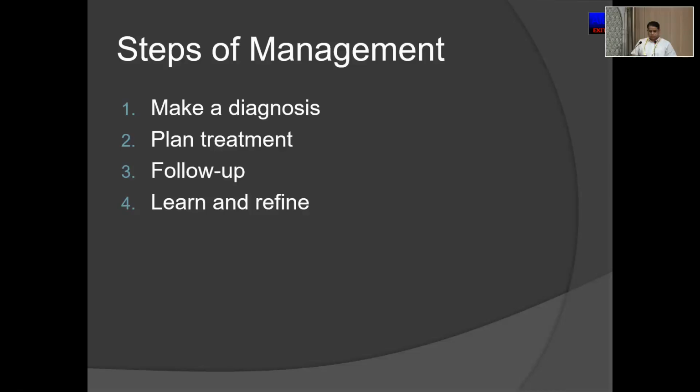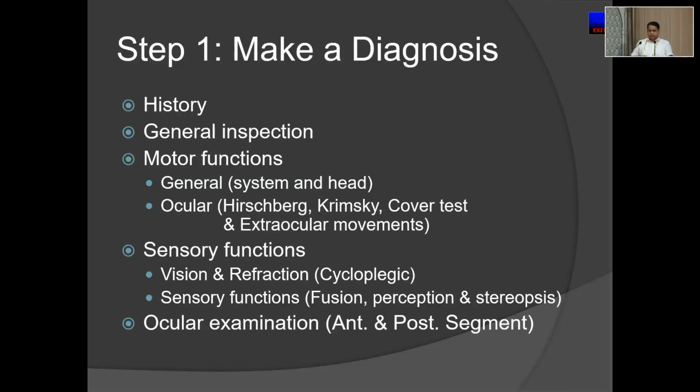So, what we will be discussing today will be how to make a diagnosis, how to plan a treatment, follow up, and learn and refine the surgeries. Making a diagnosis, we should know the exact history of the patient and do a general inspection. We should be evaluating the motor functions. That is very important in any strabismus surgery, because if we don't evaluate the motor functions, we are not going to treat the patient at all.